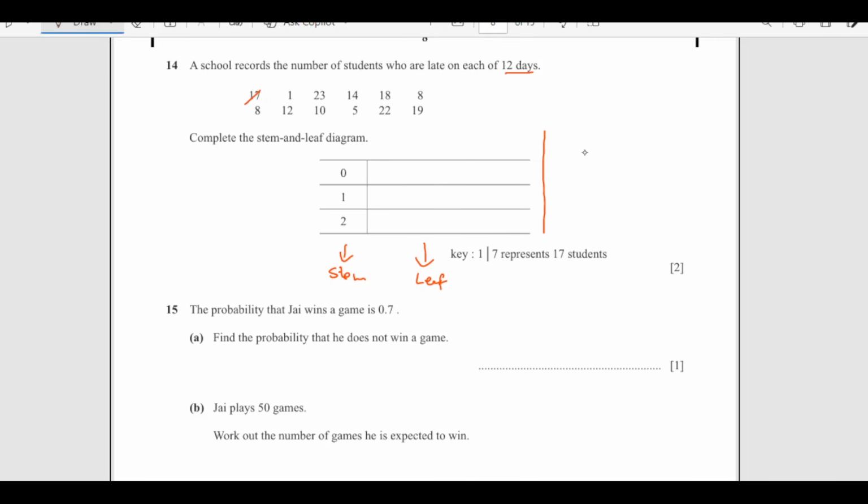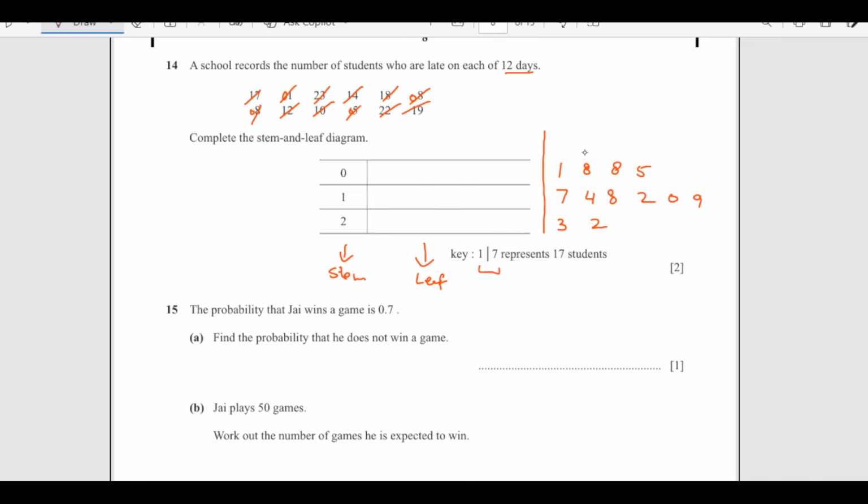So 17 is 1 | 7, this is the key here. So we write down 7 here, then 1 is 0 | 1, right? So 0 | 1 goes here. 23 will come in the third line, and 14 in the second line. I'll put just the second digit. 18 also here. 8 is 0 | 8, meaning it will go in the first one, and then again 8, it will also go in the first, and 12 is going here, and 10 we have here. 5 is also 0 | 5, so it goes in the first one. 22 goes in the third one, and 19 goes in the second one.